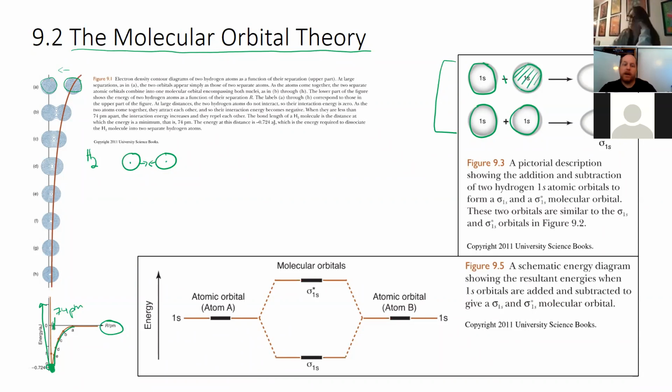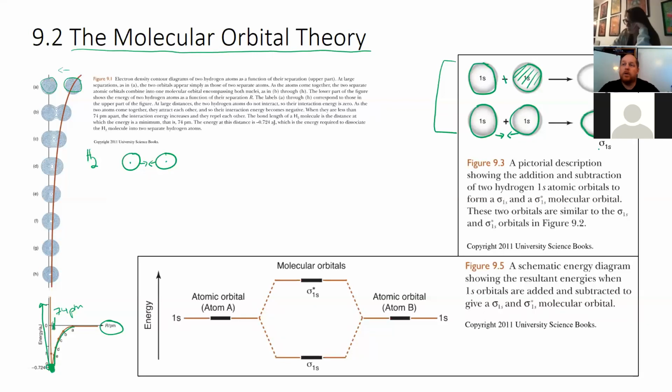This is the way we can combine those two orbitals, the 1s orbitals from the hydrogen atoms that are forming the hydrogen molecule. If these orbitals, when they get pushed closer together, overlap and they're the same phase, we get constructive overlap in the middle, leading to a molecular orbital that looks something like this.